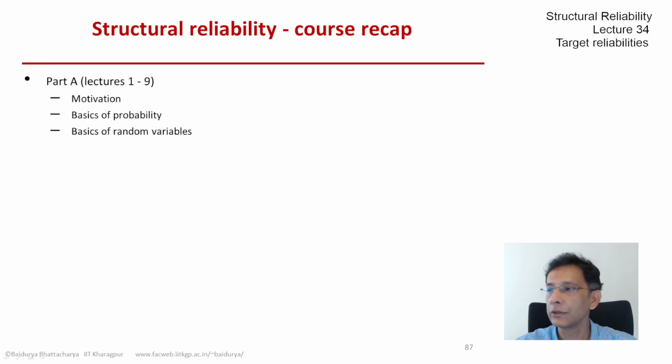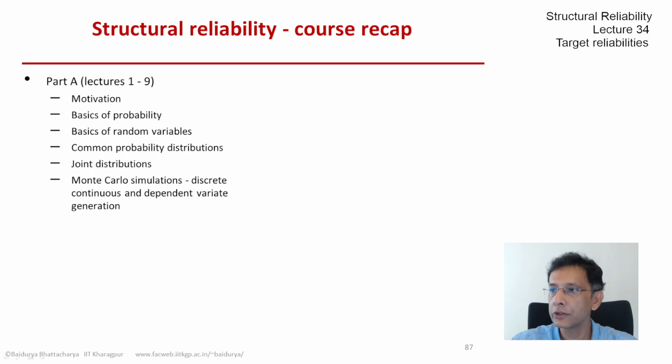Then we moved on to the basics of probability theory, the basics of random variables and distributions. We discussed quite a few discrete and continuous random variables that occur commonly in structural reliability theory. We talked about joint distributions, and we ended part A with Monte Carlo simulations, particularly the generation of discrete, continuous, and dependent random variates.